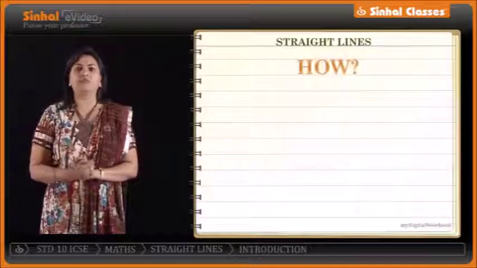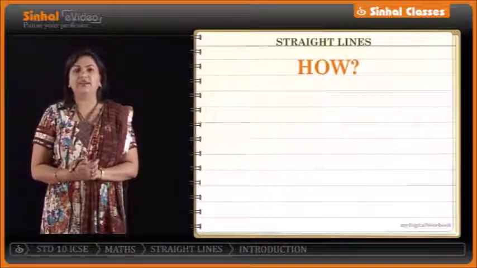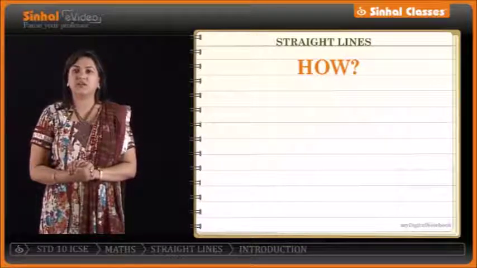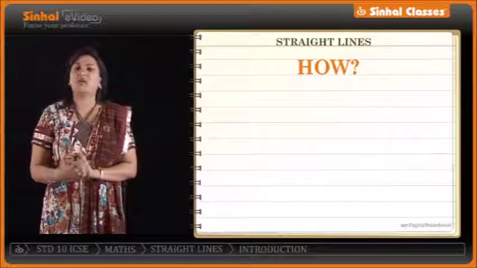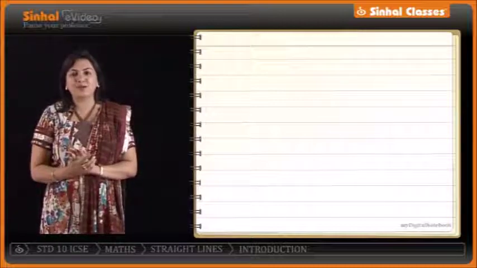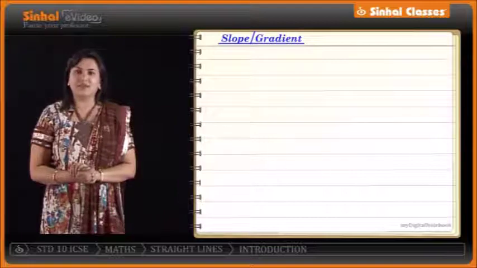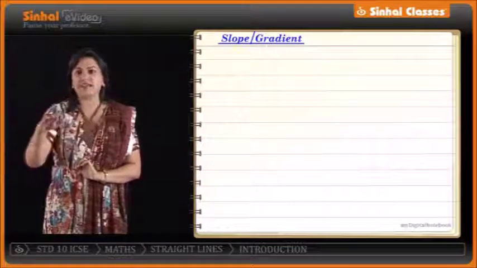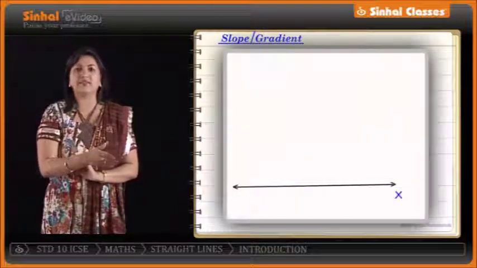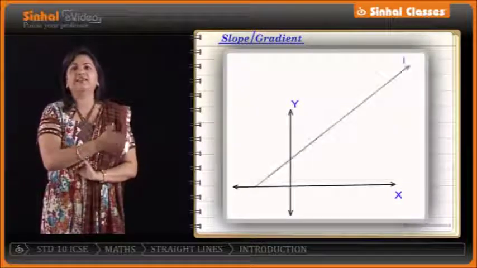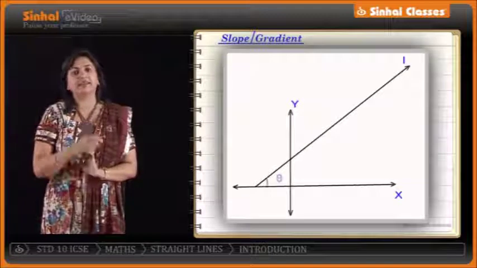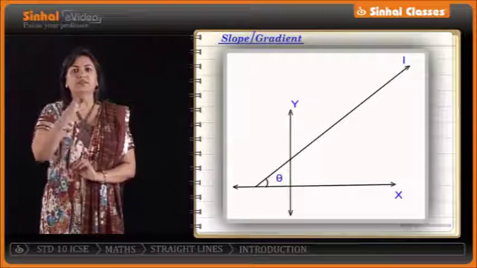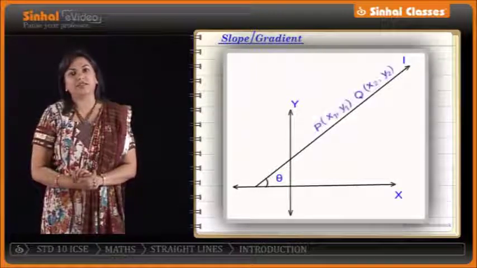Now, how to form the equation of a line? To do this, we should be given a point which lies on the line and the slope of that line. Now, to understand the concept of slope better, let us look at this figure. Here we have the x-axis, the y-axis, and we have the line L. This line makes an angle theta with the x-axis. We take 2 points P and Q on this line.